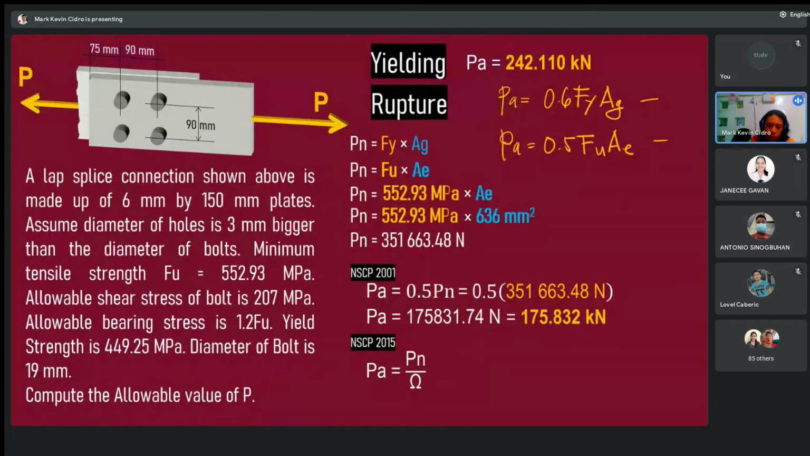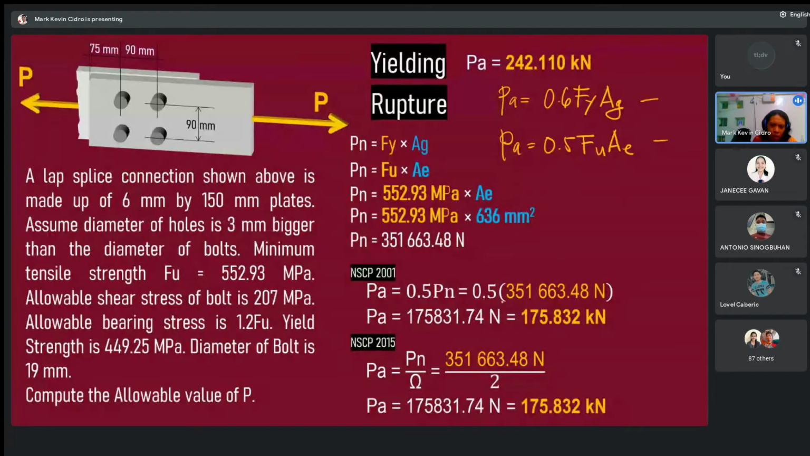For 2015, P is equal to the value of your PN, which is 351,663.48, divided by the factor of safety. What is the difference again between yielding and rupture? For yielding, the factor of safety is 1.67. For rupture, the factor of safety is 2.0. So the result will be 175,832.